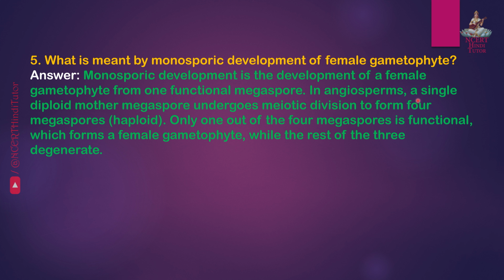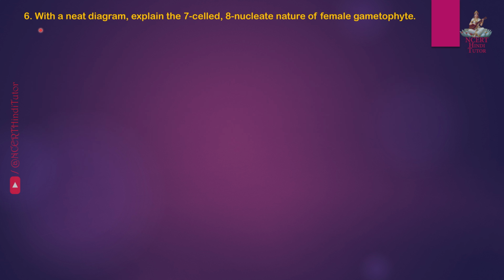In angiosperms, a single diploid mother megaspore undergoes meiotic division to form 4 haploid megaspores. Only one out of the 4 megaspores is functional, which forms a female gametophyte, while the rest of the three degenerate. Question 6. With a neat diagram, explain the 7-celled, 8-nucleate nature of female gametophyte.